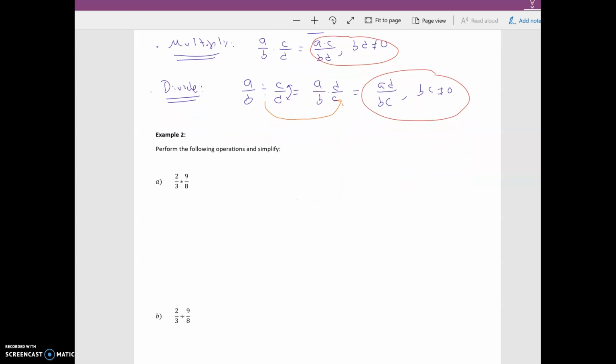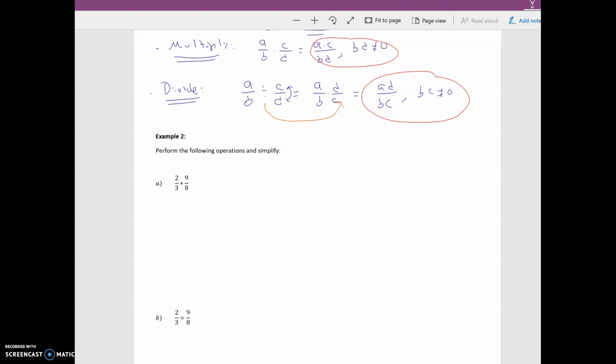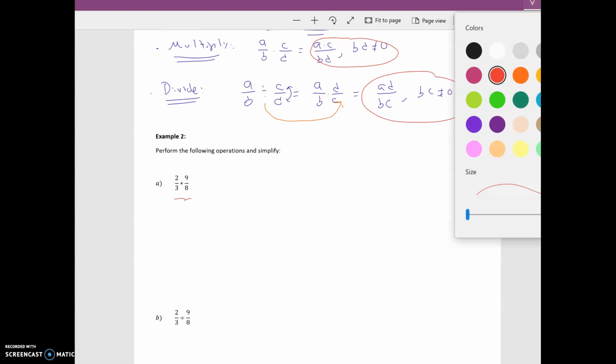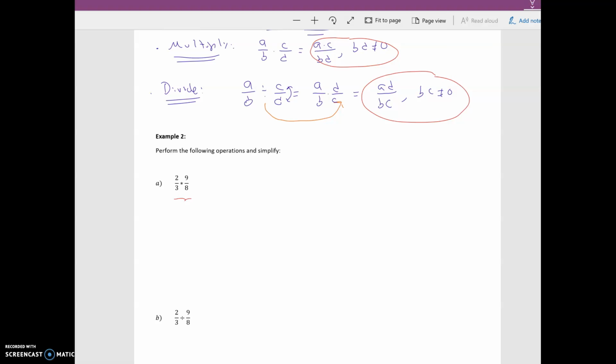So let's take a look at example 1. Now, actually example 2, part A. In this particular problem, all they're asking us to do is multiply two fractions. Now the basic idea is that you're going to multiply, so this is 2 times 9 over the values of 3 times 8. But before you carry out any multiplication, what they want us to do is take a look at common factors and cancel any values that reduce.